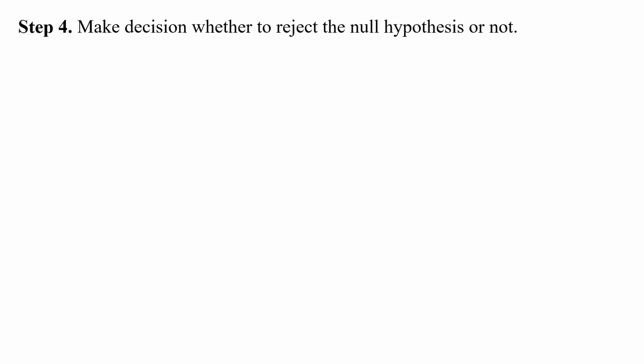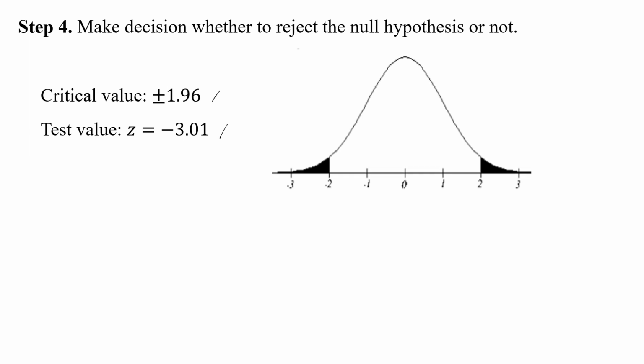Okay, so step 4, make decision whether to reject the null hypothesis or not. Okay, so since nakuha na natin si critical value and then the computed value or the test value, pwede na natin to i-plot doon sa ating normal curve. Okay, so yung shaded part na yan, malalaman yan using the critical value. Since positive and negative 1.96, nandito si negative 1.96, then positive 1.96. Then, si test value na negative 3.01, maglalay siya dito ngayon.